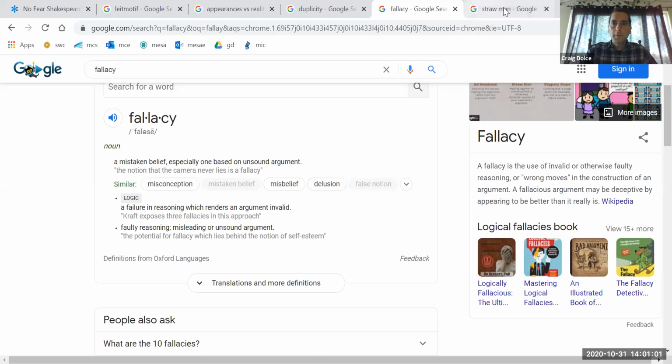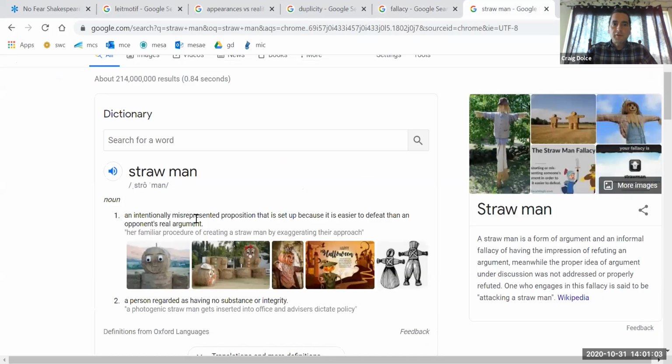She creates a straw man, an intentionally misrepresented proposition that's set up because it's easier to defend than an opponent's real argument. Remember, he never said he was going to do it, right? He even says, we will speak further. So for her, if he said he was going to do it, and now he's saying he's not going to do it, she makes an interesting point. She can't trust him. If we judge one's love for another by murdering people, then okay. And if we judge our masculinity by murdering.